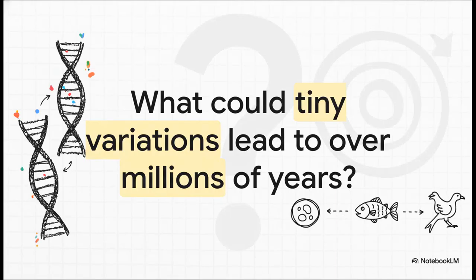And now, I want to leave you with one final thought. We've seen how heredity creates these tiny variations in every generation, making each one of us unique. But just imagine, if these small changes keep adding up over millions and millions of years, what could that lead to? Well, that, my friends, is the beginning of evolution. The reason we have such an incredible variety of life on Earth. But that's a story for the next explainer.